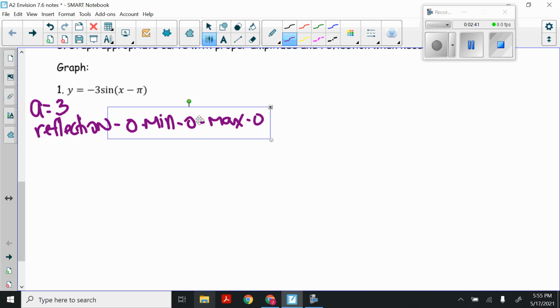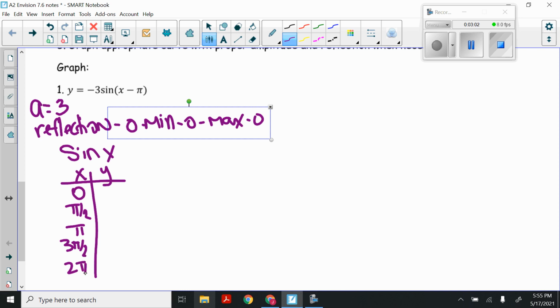So let's just make a table of the parent function sine of x. So our basic sine of x, we would have our quadrantal angles, so 0, pi over 2, pi, 3 pi over 2, and 2 pi. At 0, the sine is 0. At pi over 2, the sine is 1. At pi, the sine is 0. At 3 pi over 2, the sine is negative 1. And at 2 pi, the sine is back to 0.